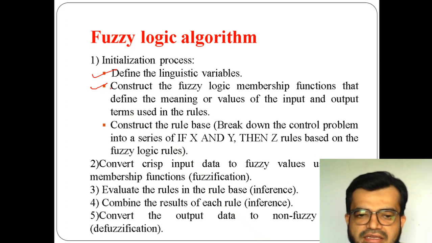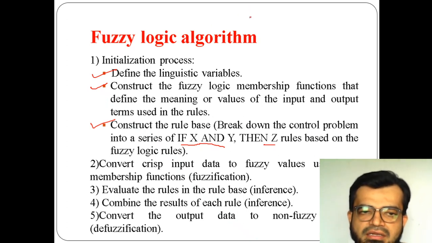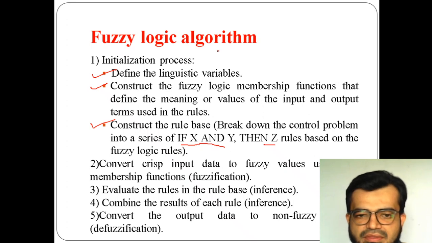We'll see that shortly. Based on this membership function, we also need to construct the rule base. Just now I said fuzzy rules: fuzzy rules are of the if-then form, for example, if x and y then z. So all of this comes under the initialization process. The next step is fuzzification, where you take the crisp input data and convert it into fuzzy values. That is the second process.